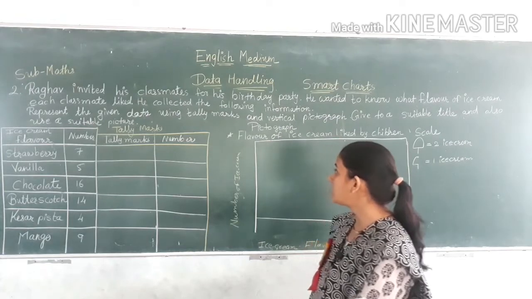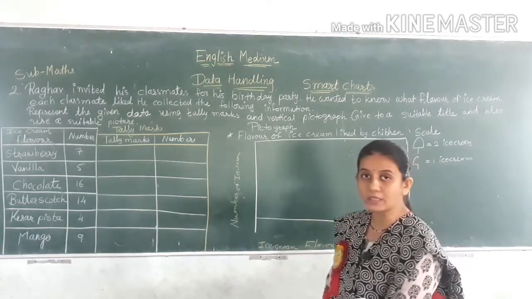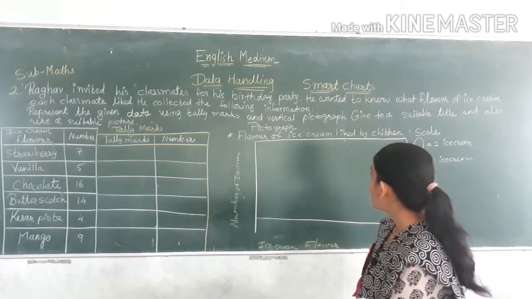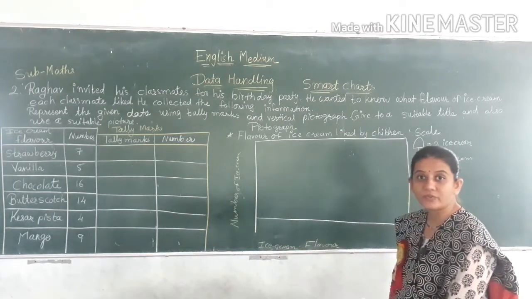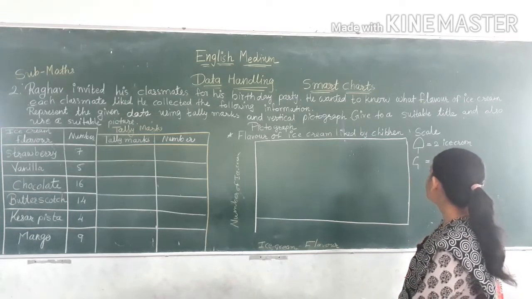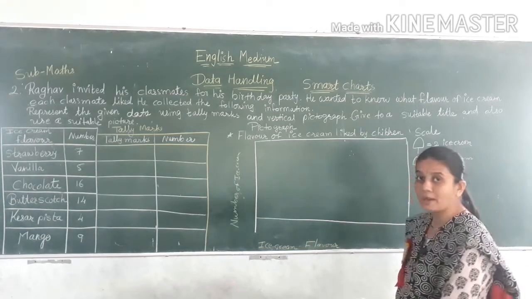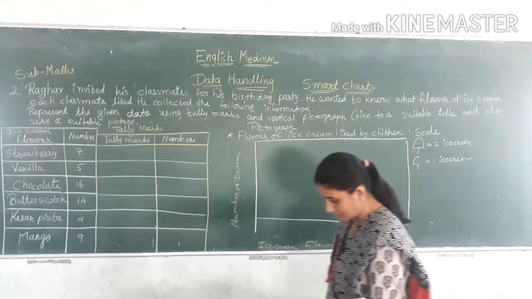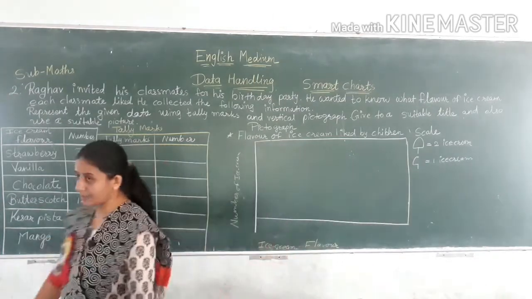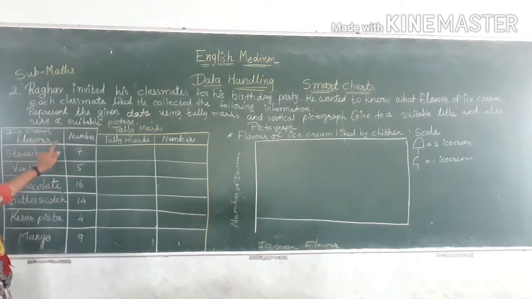Represent the given data using tally marks and a vertical pictograph. Give a suitable title and also use a suitable picture. Here the data is given. Ice cream flavor and number of students: strawberry 7, vanilla 5, chocolate 16, butterscotch 14, kesar pista 4 and mango 9. These are the numbers of students who like each ice cream.